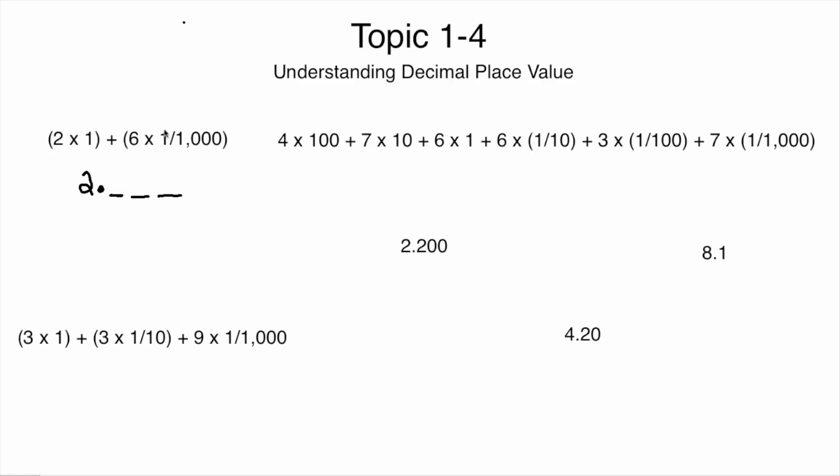So 6 times 1 over 1,000, well, what's 6 times 1? 6. That goes in the thousandths place. Well, what happens to these 2 place values? Well, we have to add zeros. And then circle your answer.